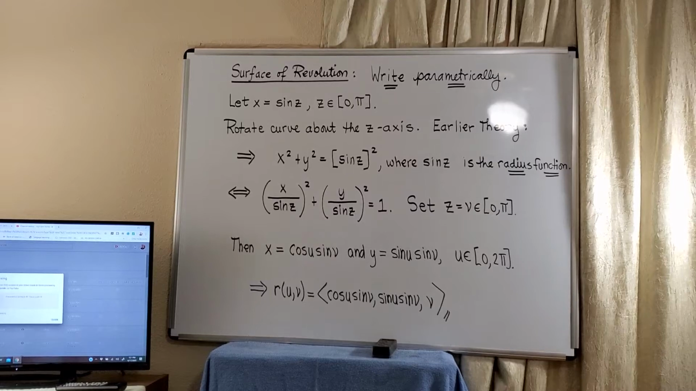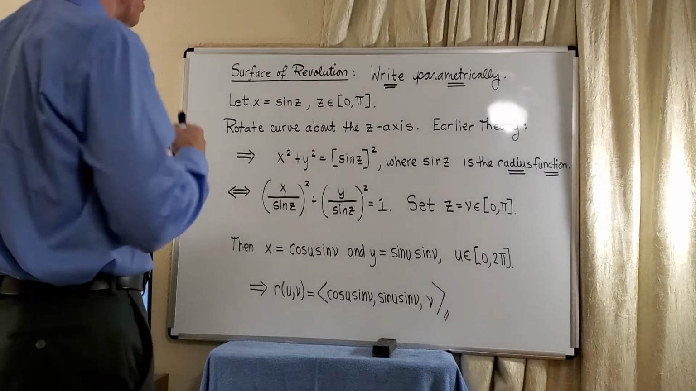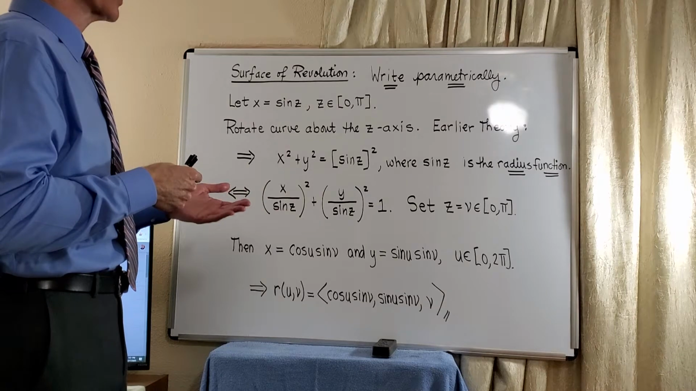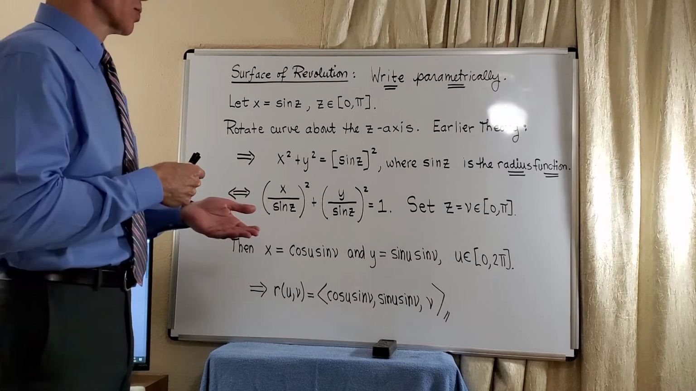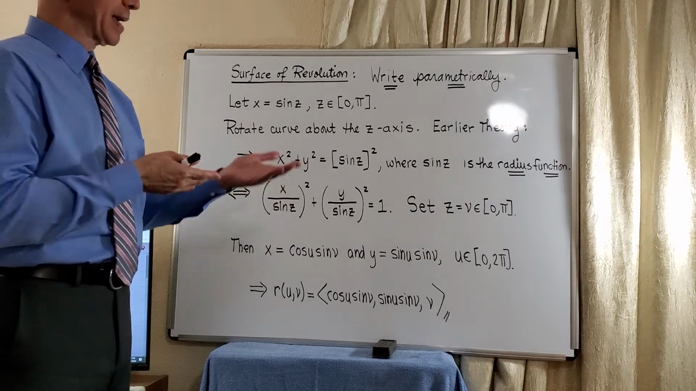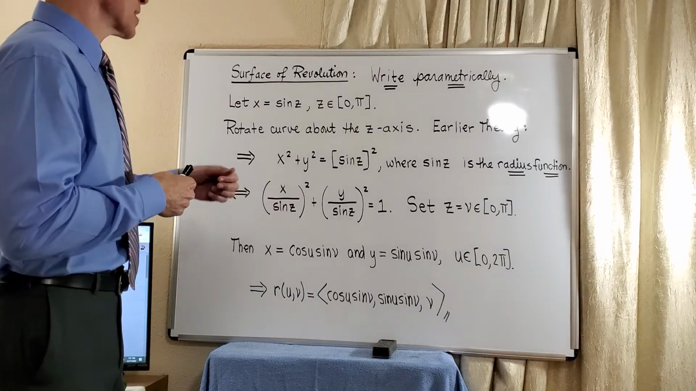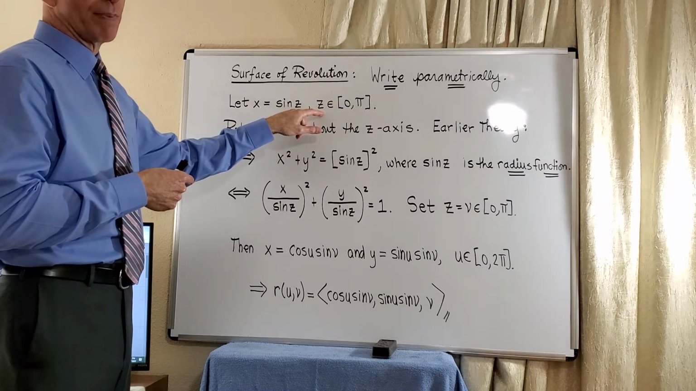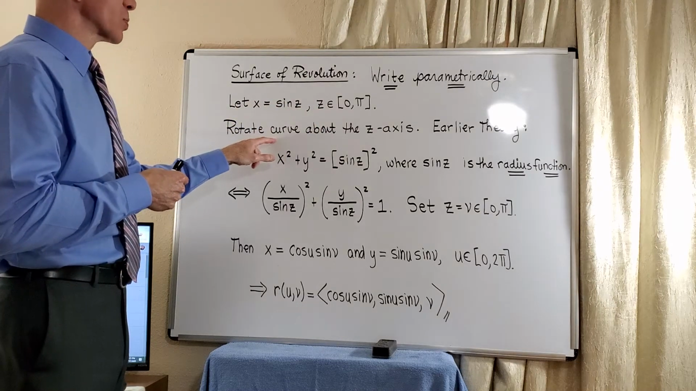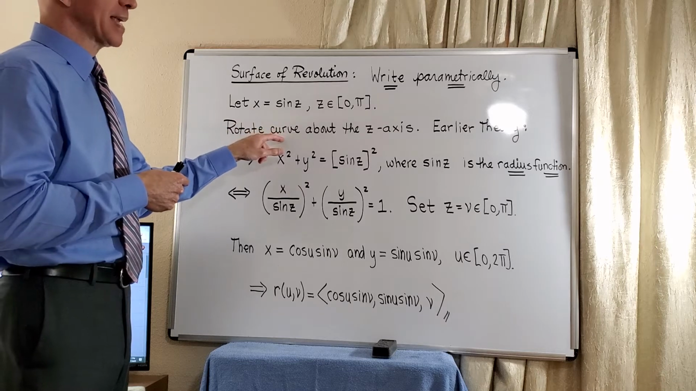Let's look at a surface of revolution. In the earlier part of the course, we actually wrote the surface of revolution in terms of Cartesian coordinates. So to remind you of that, let's look at an example. Say we have x equal to sine z, where z runs from 0 to pi. And what we want to do is rotate this curve about the z-axis.